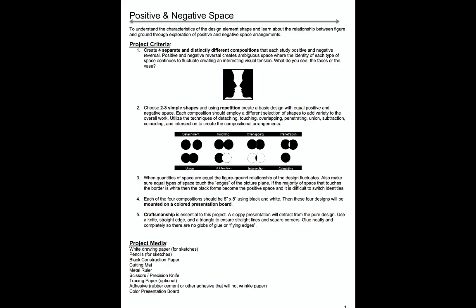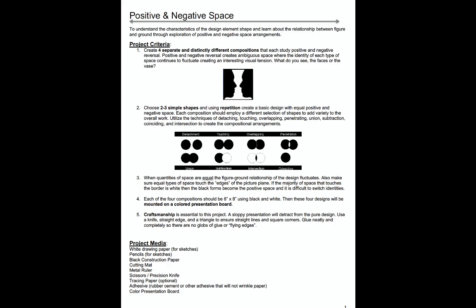I also, as I said in the lecture, provided a diagram of Wucius Wong's interactions of shapes because I think this can be helpful. So if you find yourself struggling with this, play with these arrangements and see if that helps. What we are going to try to do with this assignment is create positive and negative reversal. And some tips in making that work.